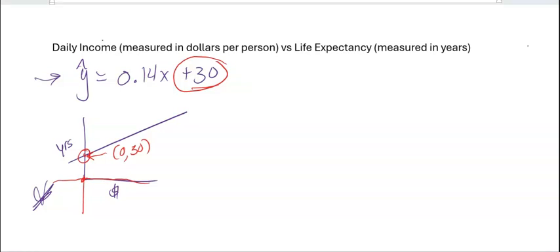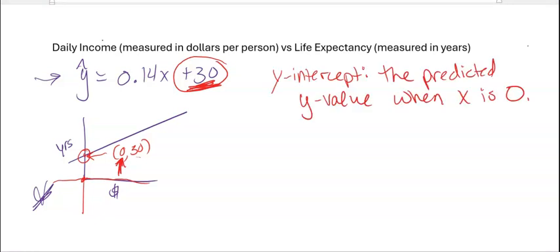Now, when we're doing the interpretation, the neat thing is that when you have a y-intercept, the x value is always going to be 0. The y value can change depending on what number is here, but the x is always going to be 0. So our interpretation is always finding out what is the predicted y value if x is 0. So in order to apply that to our situation for an interpretation, we could say something like the predicted.